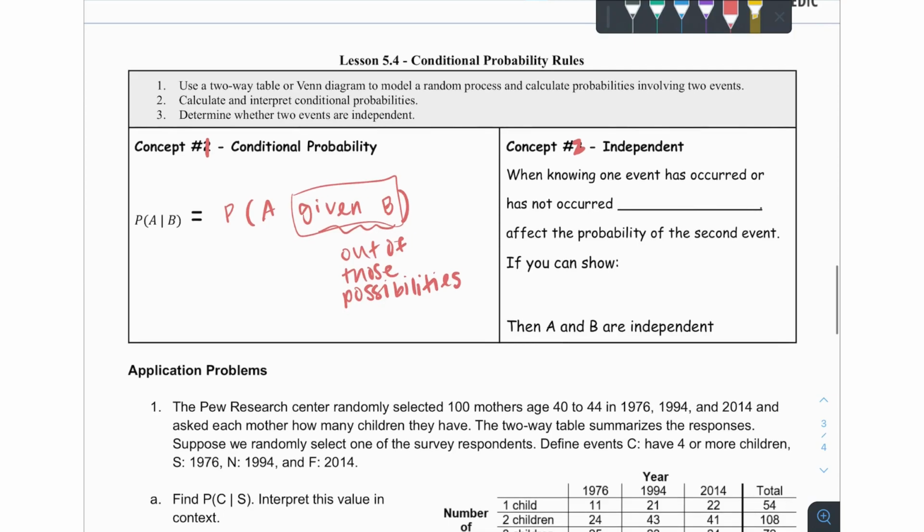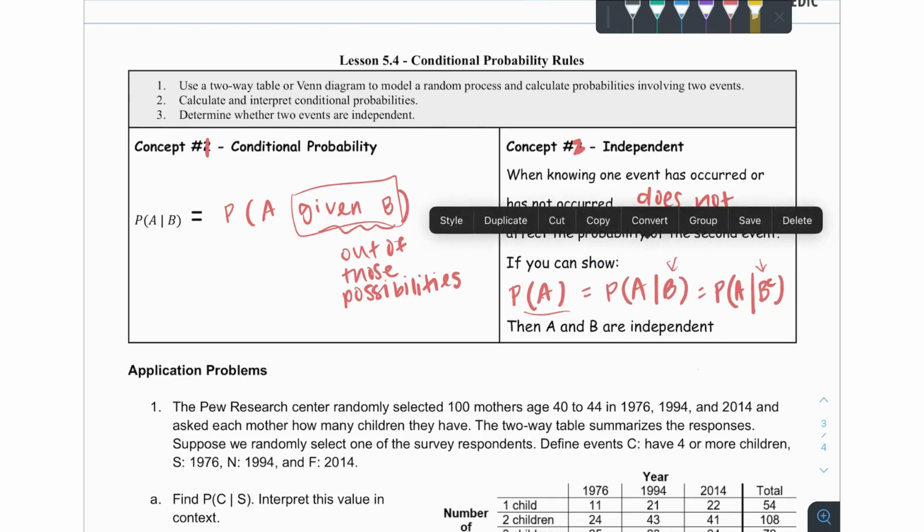Okay. Our second concept is the concept of independent. Independent means if we know one event has occurred or not has occurred, it does not affect the probability of the second event. In other words, if one thing happening or not happening has no effect on whether the second thing happens, that means they're independent. Basically, we want to show, does the probability of A equal the probability of A given B, which also equals the probability of A given not B. If B happening or not happening has no effect on the probability of A, then we know those things are independent, because B has not affected A in any way.